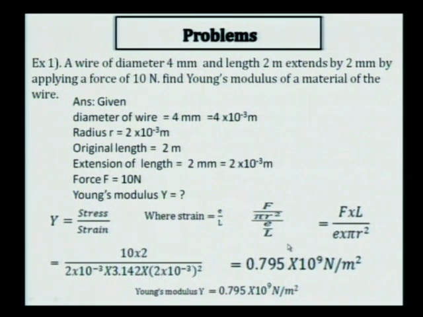You can take either one of the notations for this: F into L divided by small l, or E into pi r square, this equation. Then put the values: F is 10, into the original length 2, divided by the extension or elongation. The extension in the length is 2 mm, that is 2 into 10 to the power minus 3, into pi 3.142 into r square, where the radius of the wire is 2 into 10 to the power minus 3. Put all the values in meters, that means we have to use the SI system of units.